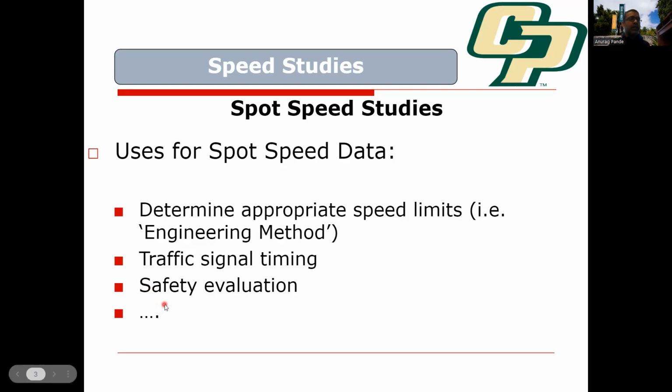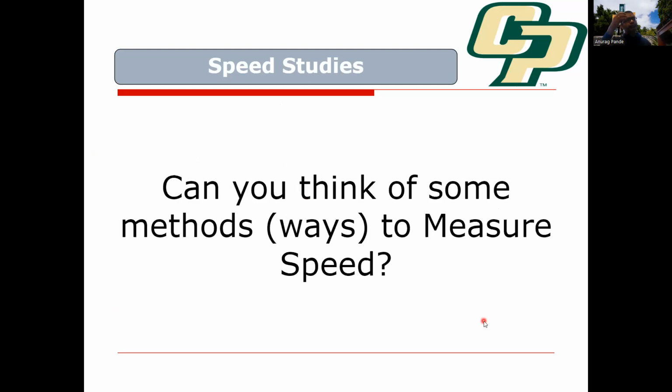And also we want to do safety evaluation. Again, if vulnerable road users are at risk due to higher speed, we want to be able to know that. And then there are other applications, for example, if you want to determine the capacity of certain roadways, and according to the Highway Capacity Manual, that also depends on what we call the free flow speed. We'll get to that discussion in a little bit, but the data for that comes from what we call the spot speed study, what we are trying to do in this lab assignment.